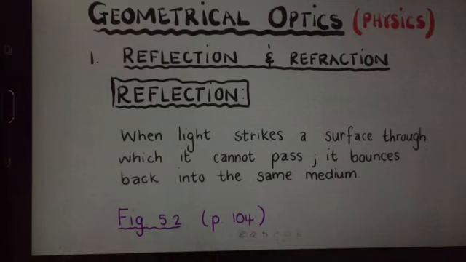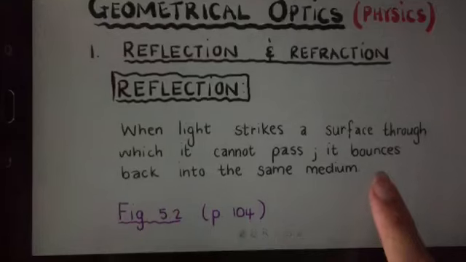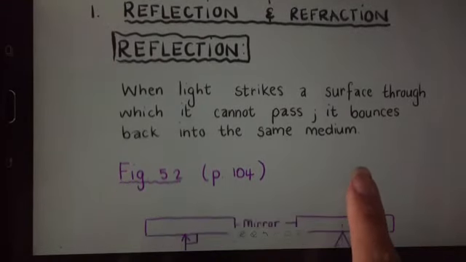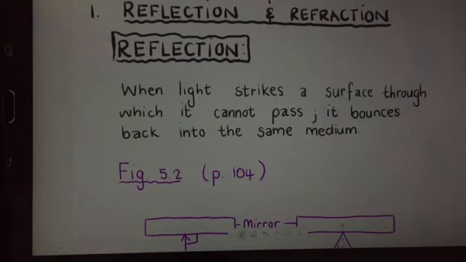Right, ladies, today we are starting with a new section, Geometrical Optics, and please note this is a physics section. The previous sections that we have completed were chemistry sections. So, first thing we're going to look at is the difference between reflection and refraction. These are terms that we have come across already.